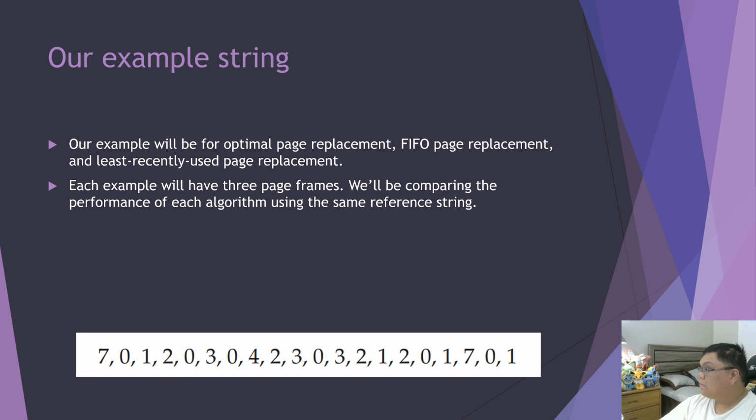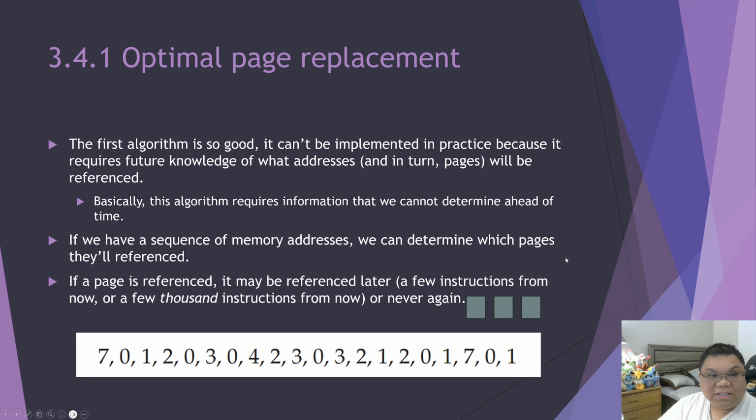So, we will be investigating what happens with this string here using optimal page replacement, FIFO page replacement, and least recently used page replacement. We're going to use 3 page frames, 1 page per frame. The first one is so good that we can't implement it in practice because it requires future knowledge of what will happen in the future.